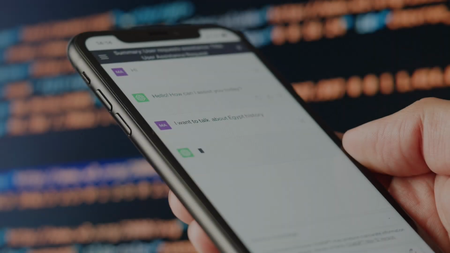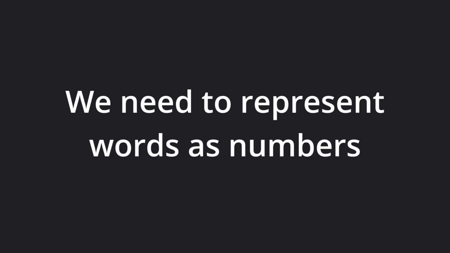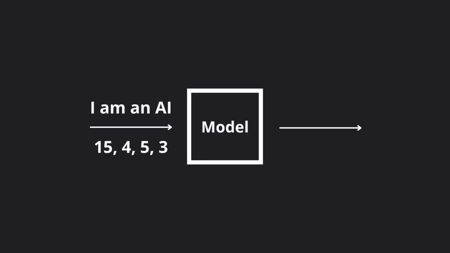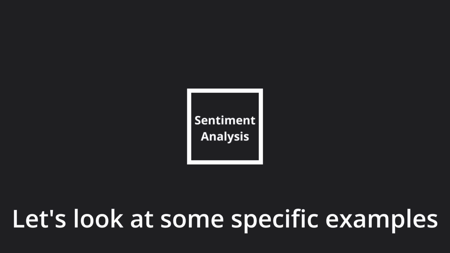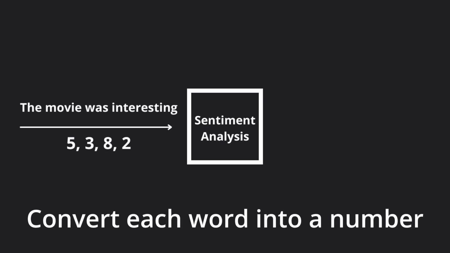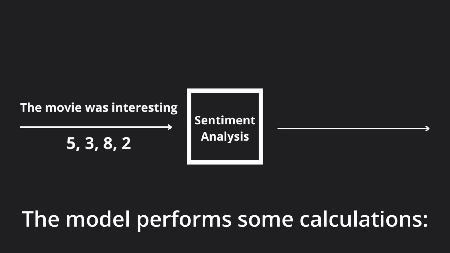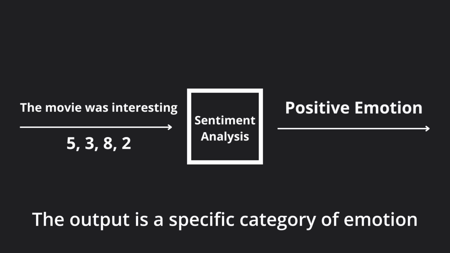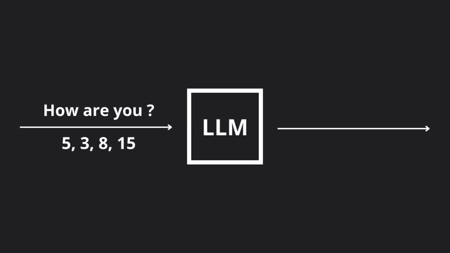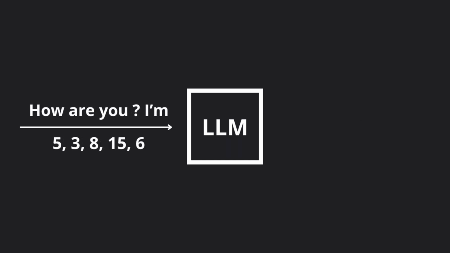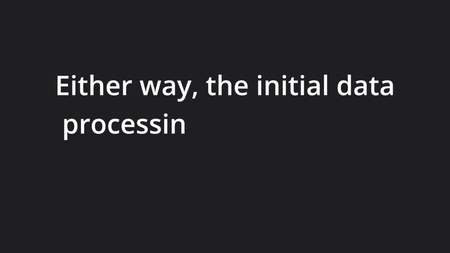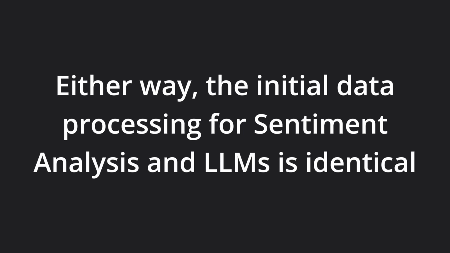When training NLP, or natural language processing, models, we have to represent words as numbers. That way, we can pass sequences of words into models and the calculations can be performed. In the case of a sentiment analysis model, we pass in text, first breaking it up into a series of numbers, and the output is a binary category like positive or negative emotion. In the case of an LLM, the output is the word that's most likely to come next in the sequence. Then we concatenate this word to the initial input and call the model again, and that's how the response is generated. Either way, the initial data processing to train both types of models is actually identical.